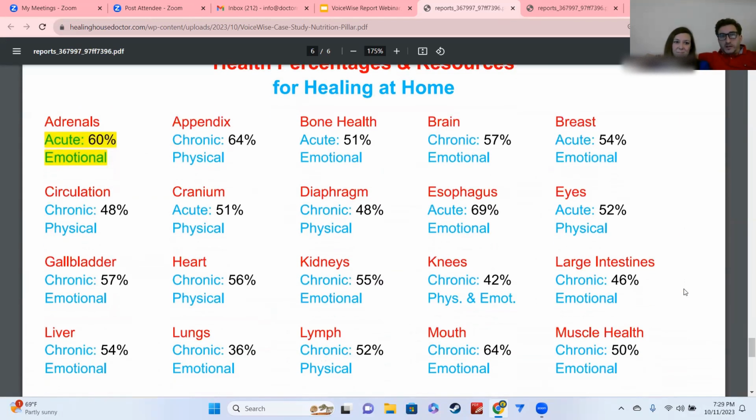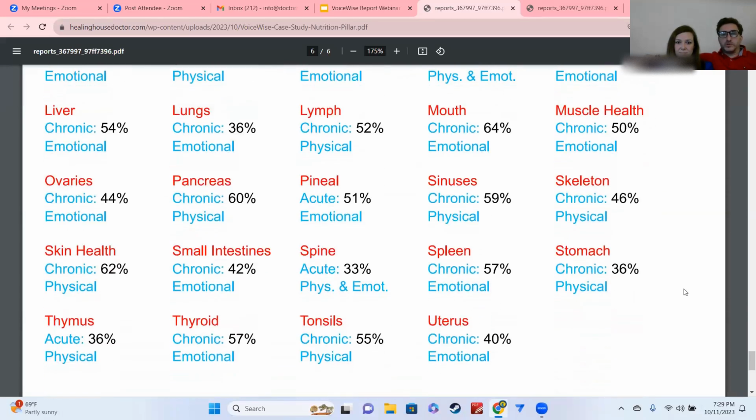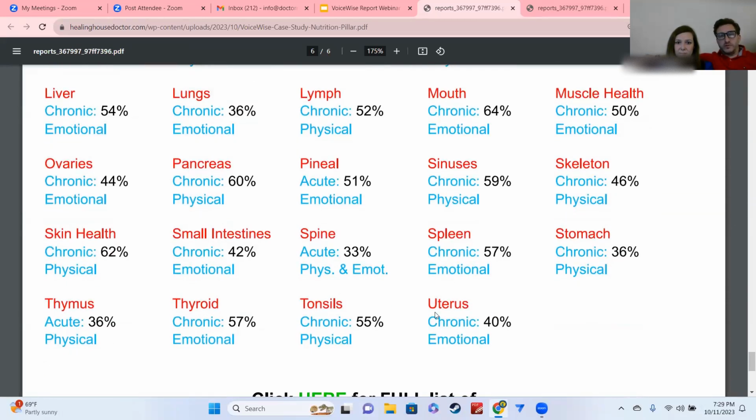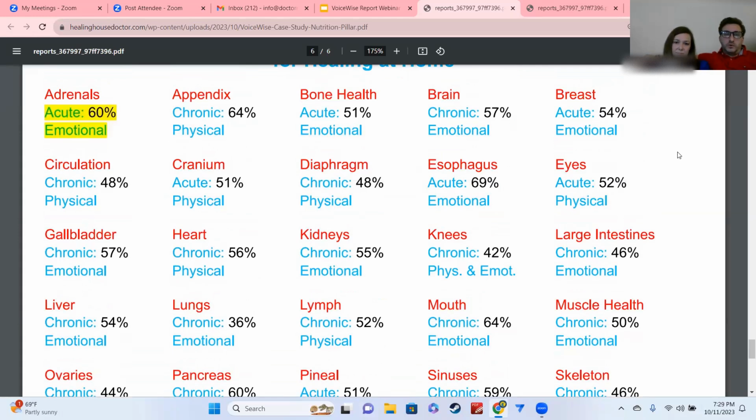So on this last page, we list alphabetically all the major organs in your body, right? And as the female report, you'll see that it's going to say breast, ovaries, and uterus. For men, it's going to have prostate and testicles. So we highlighted again in yellow the dynamic parts. So you'll again see acute or chronic. You'll see the percentage here.